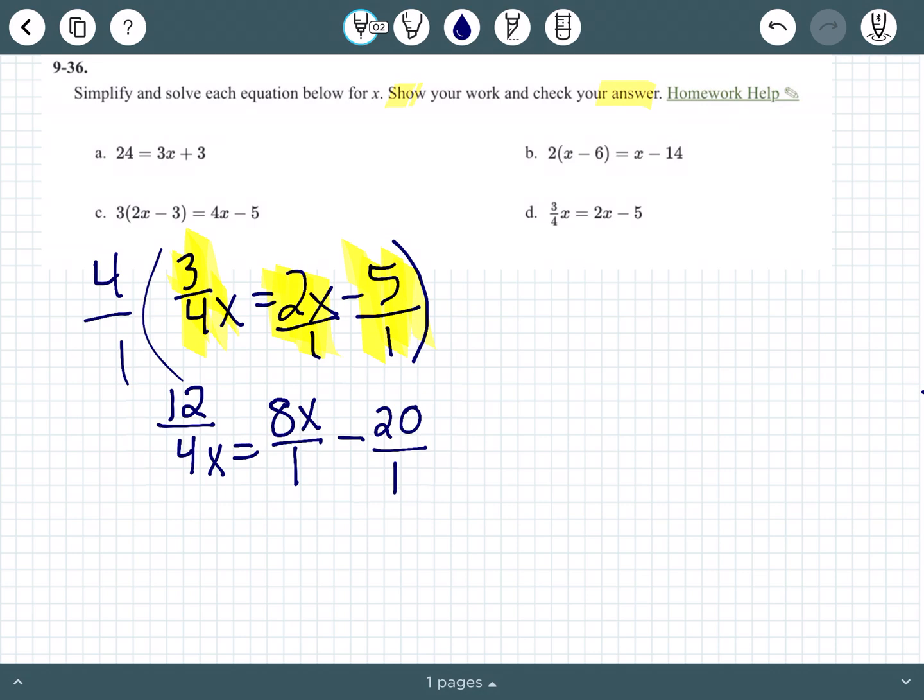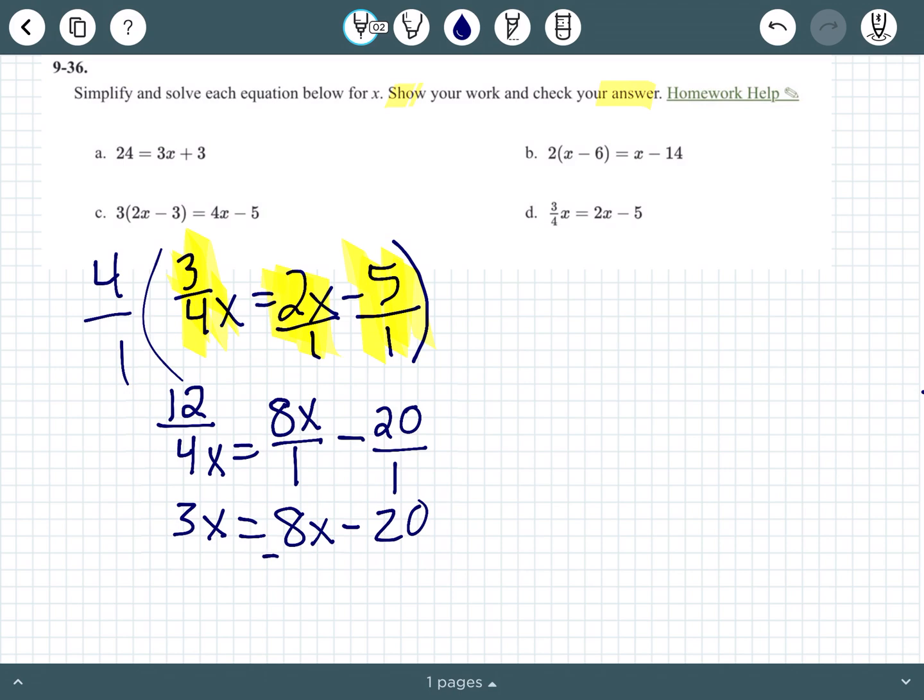All right, so now I've multiplied all of my terms by 4. My next step is getting rid of these fractions. So to get rid of them, remember that fraction bar means the same as divide. So I would have 12 divided by 4 gives me 3x. And that equals 8x divided by 1 is 8x. And minus 20 divided by 1 is 20.